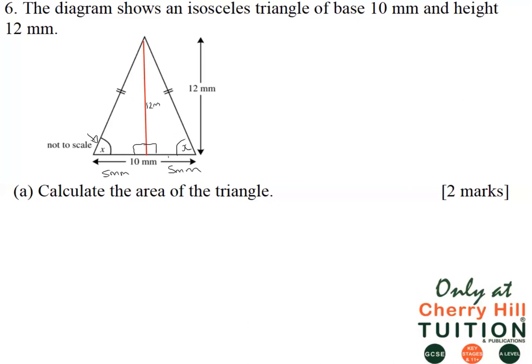So what we can do is base times height, so 12 multiplied by 5, which gives us an answer of 60 millimeters. This is the area of one half, and to work out the area of the total triangle, we need to multiply this by 2 to give us 120 millimeters. And that's all you need to do.